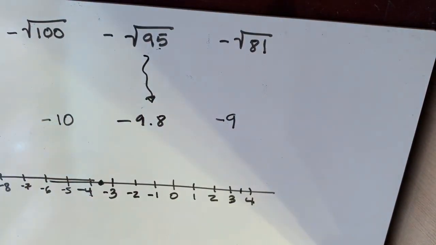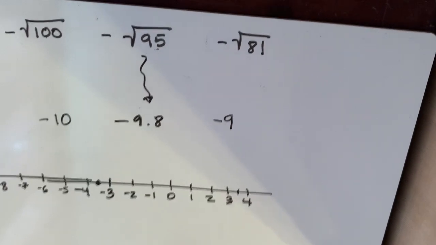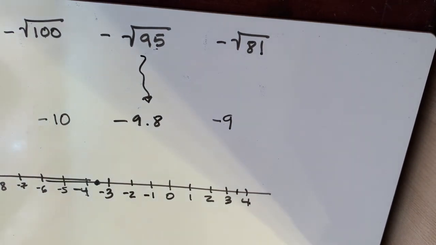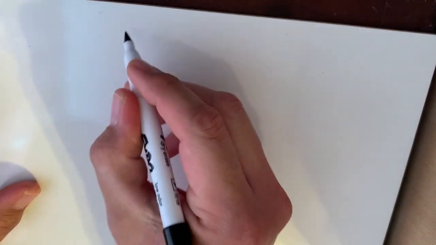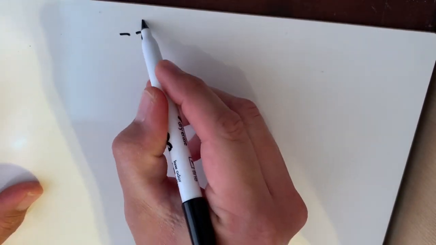Okay, let's try another one with a negative outside, but this time you're going to try to do it. Okay, here we go. So let's say we have the negative square root of 72. Go ahead and press pause and try to do it on your own.